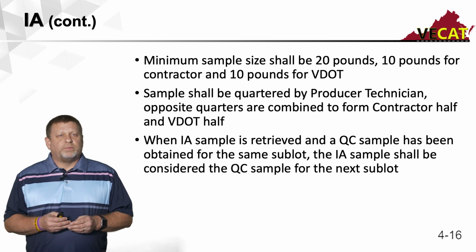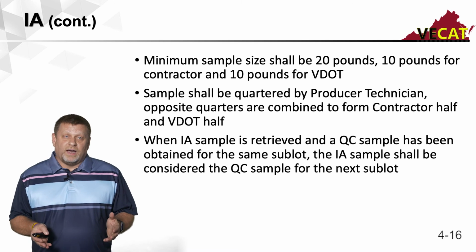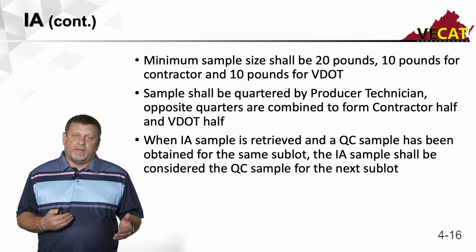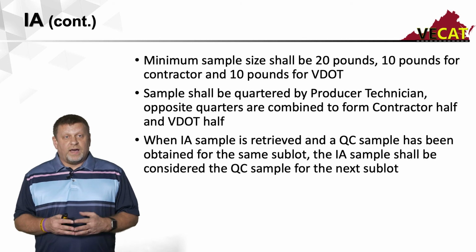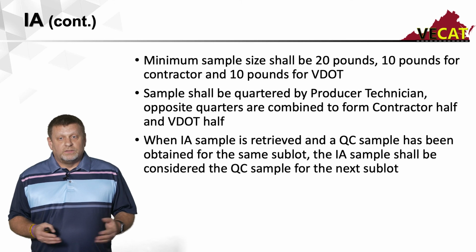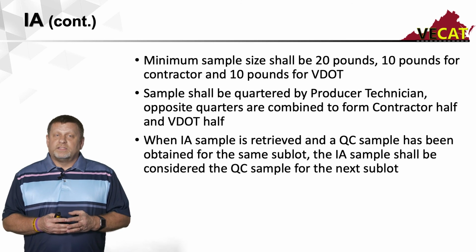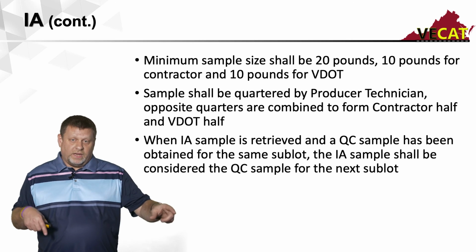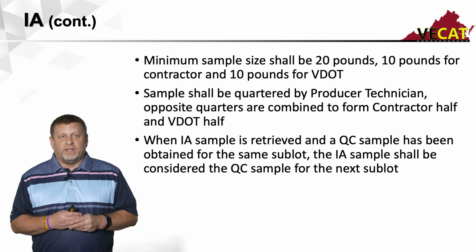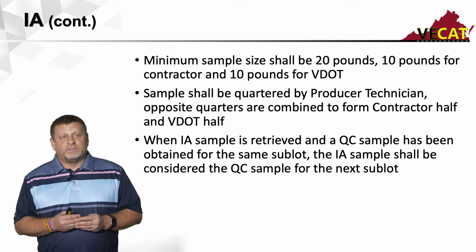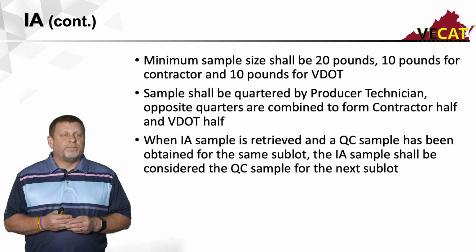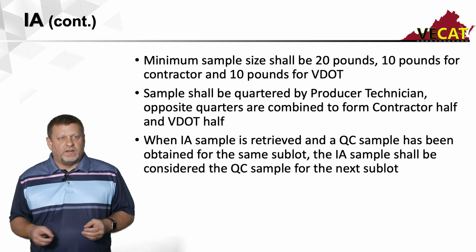IA is a minimum sample size. Again, if I'm going to split with VDOT, I know my minimum sample size was 10 pounds. So if I'm going to split this with VDOT, I need a minimum of 20 pounds. So that once I've split it in half, and this can also be done by quartering, taking the opposite quarters and stopping and not splitting again, basically I would have 10 pounds for each lab, both the producer and the VDOT lab.